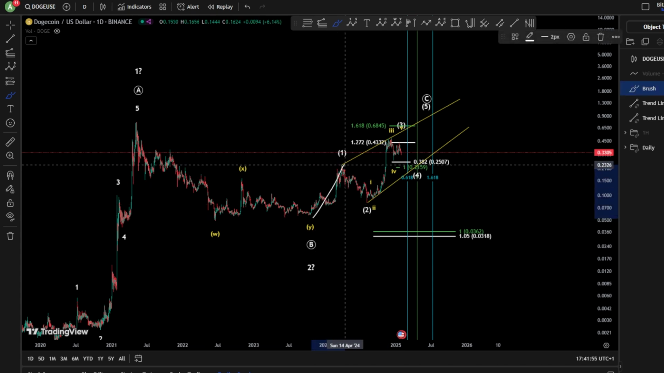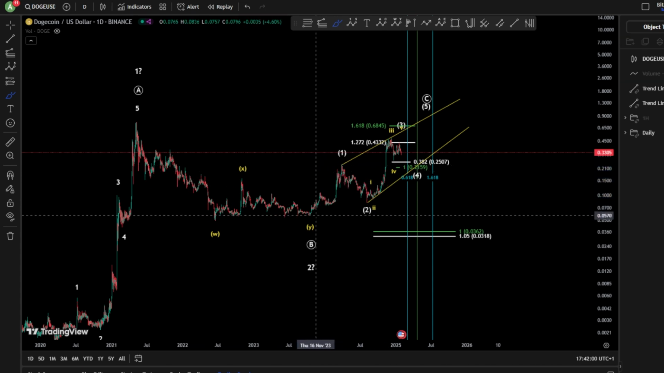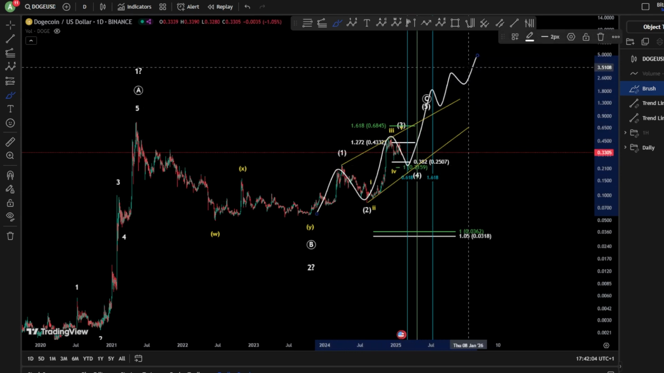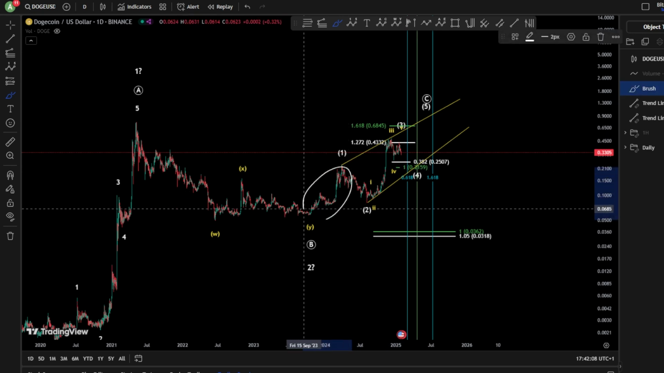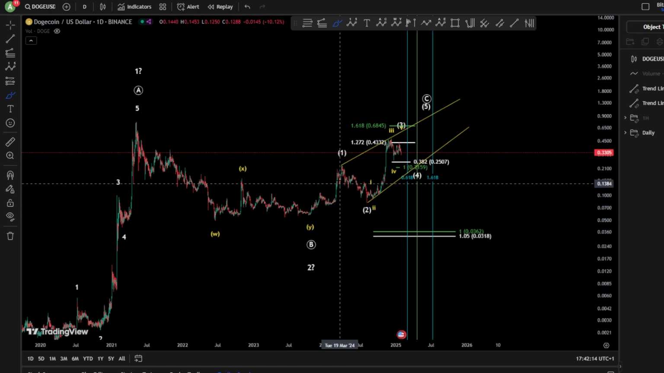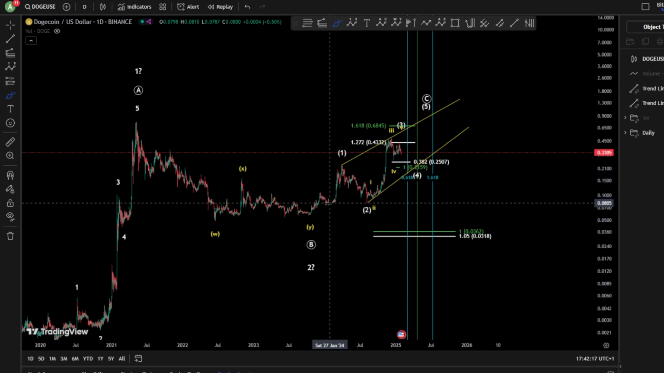Unless this contracting diagonal transforms, in case this is an impulse, into a 1, 2, and 1, 2, and then 3, 4, 5, 4, 5 for higher prices. However, a little bit higher possibility right now is still the contracting diagonal, which I prefer because of the wave 4 being very shallow in time based on your wave 2.